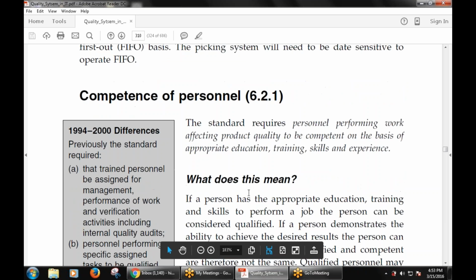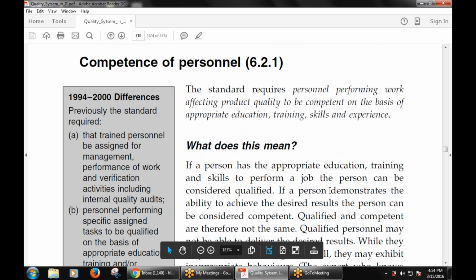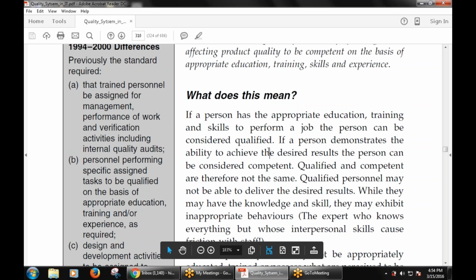Now, what does this mean? If a person has appropriate education, that means he or she is well qualified, and the training and the skill required to perform a job, the person can be considered qualified. And if a person demonstrates the ability to achieve the desired result, the person can be considered competent. Qualified and competent are therefore not the same.